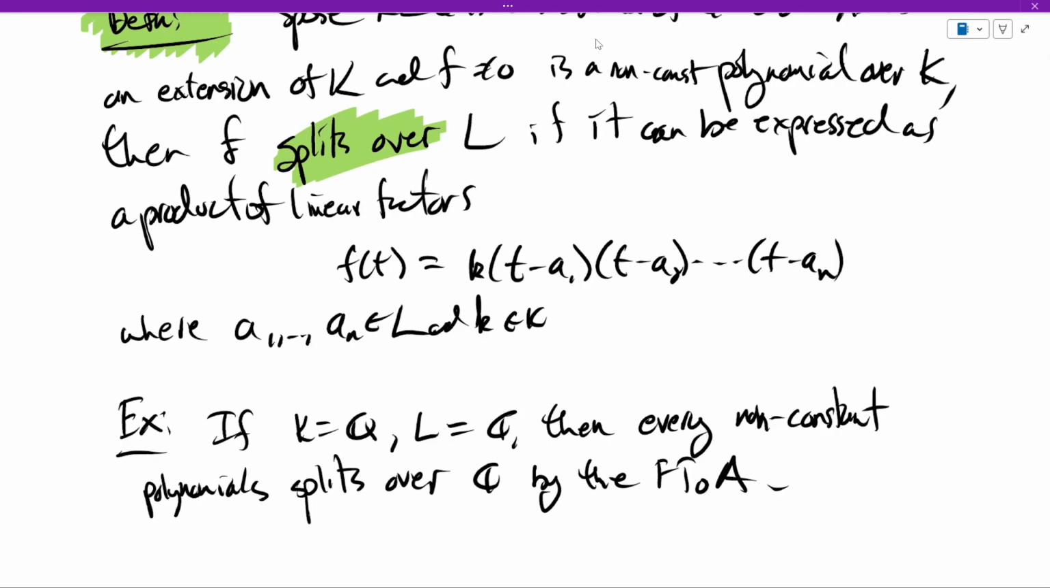Okay, so the fundamental theorem of algebra says, hey, in fact, it doesn't even matter. You don't even need K to be Q. So K could have been any subfield of C. If you use L as all of C, the fundamental theorem of algebra tells us, well, everything splits over C. So C you can use to split any polynomial.